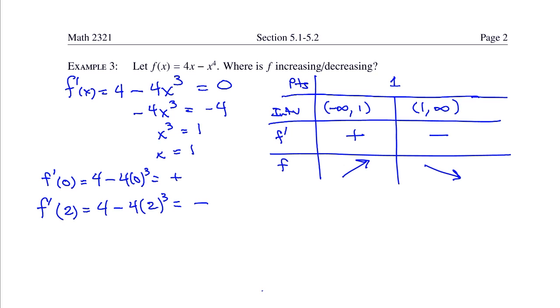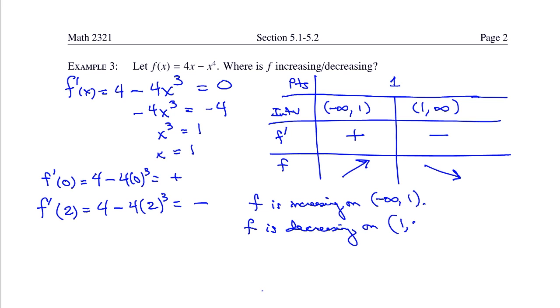So then we make a statement. F is increasing on negative infinity to 1. F is decreasing on 1 to infinity.